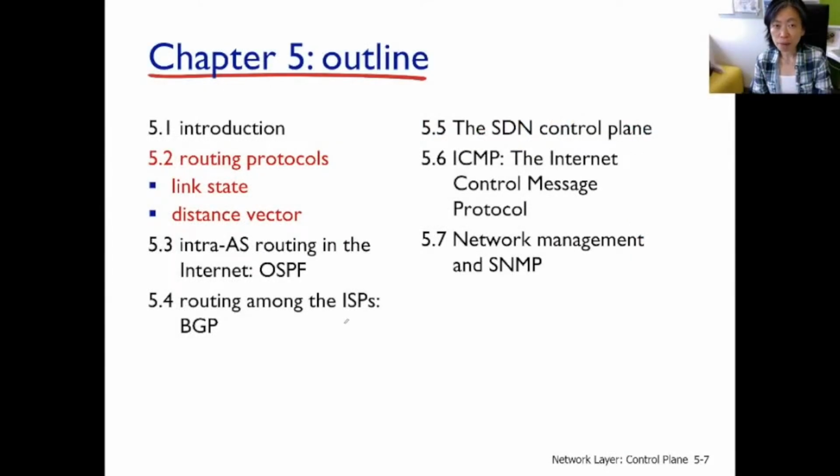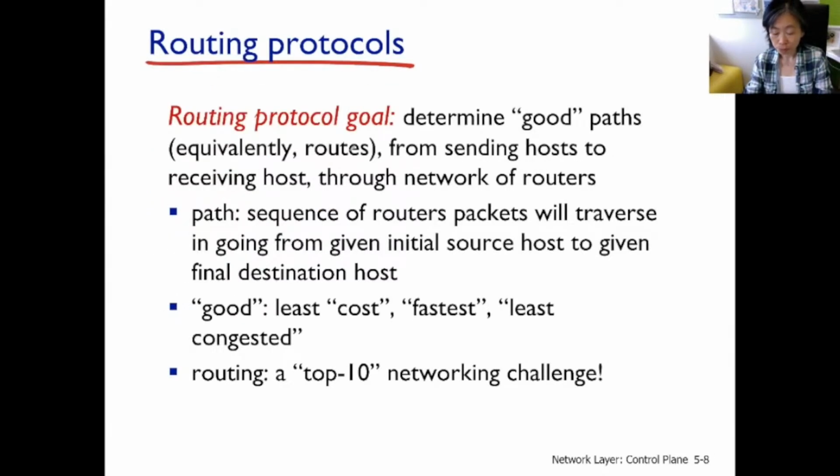Now the core of chapter 5, the routing algorithms, or the routing protocols. A good routing protocol should be able to identify good paths or good routes from the sending host to the receiving host through this network of interconnected routers in the middle. That is essentially trying to come up with a path.